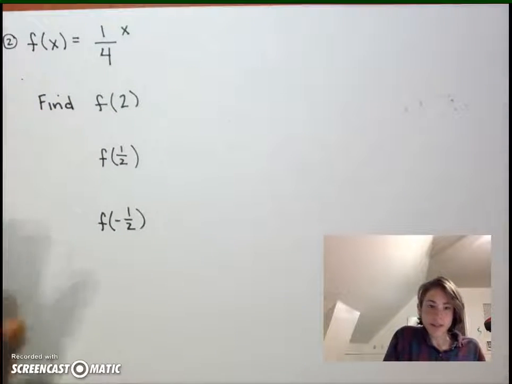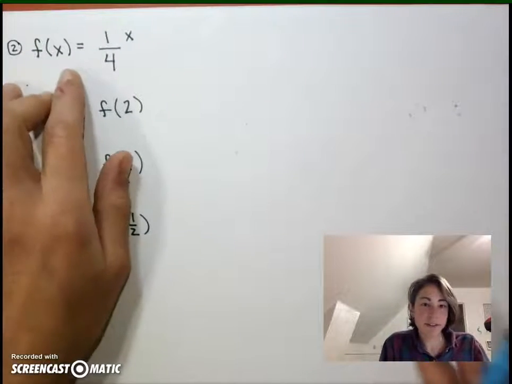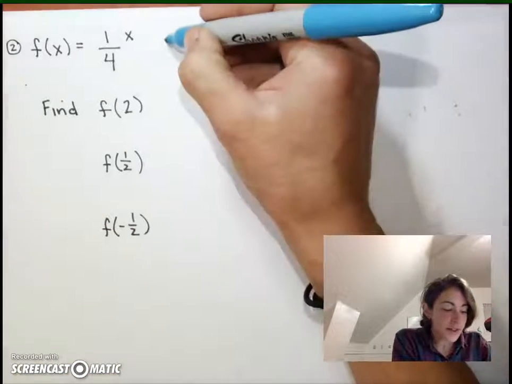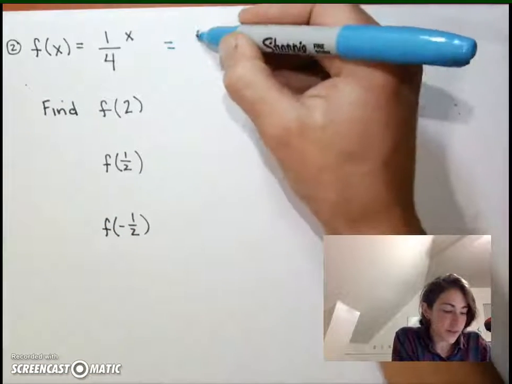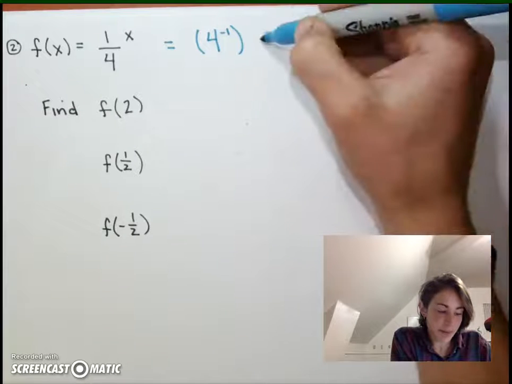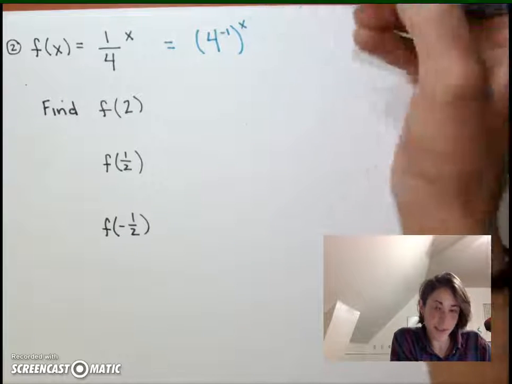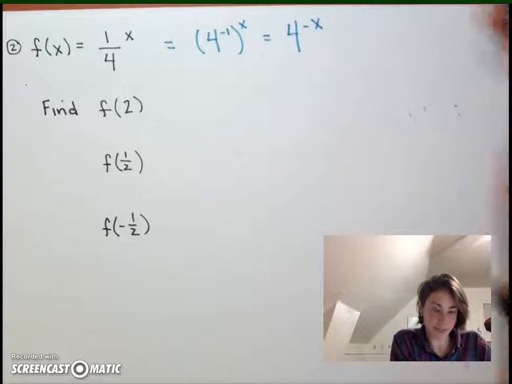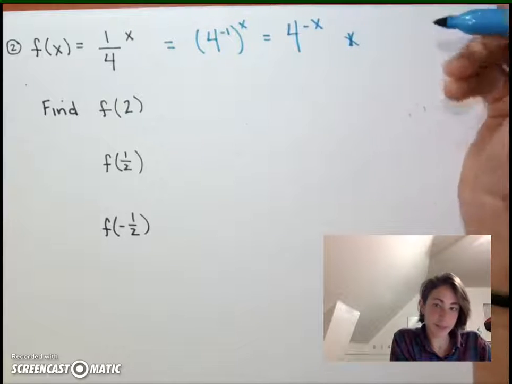Let's do another set of examples. So here I have f of x equals 1/4 to the x. So one interesting thing you could note here is that 1 over 4 is just the same as 4 to the -1. So my base is 4 to the -1, then I'm raising it to the x. So this is the same function as 4 to the -x. That's a big key here.